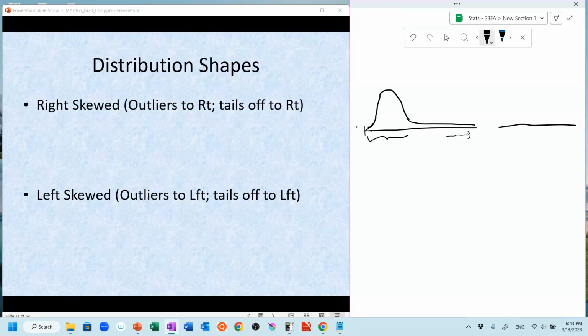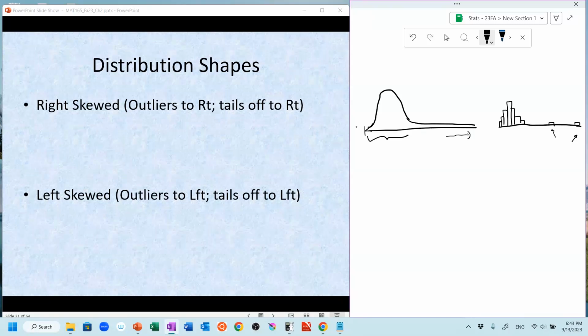So if we were to actually look at a histogram, what might this look like? This might look like basically all of our data over here, and then a couple of data points way off to the right that don't really seem to fit in with the rest of the data. So this will be right skewed. The direction of skewedness is the direction where the outliers are.